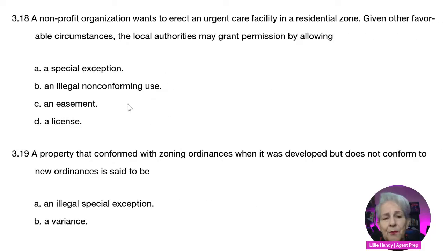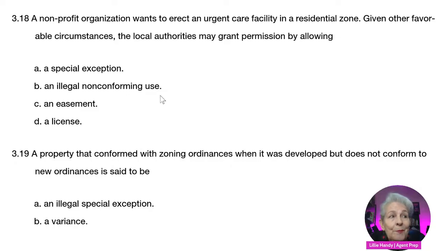A nonprofit organization wants to erect an urgent care facility in a residential zone. Given other factors of favorable circumstances, the local authorities may grant permission by allowing what? A, a special exception. B, an illegal nonconforming use. C, an easement. Or D, a license.